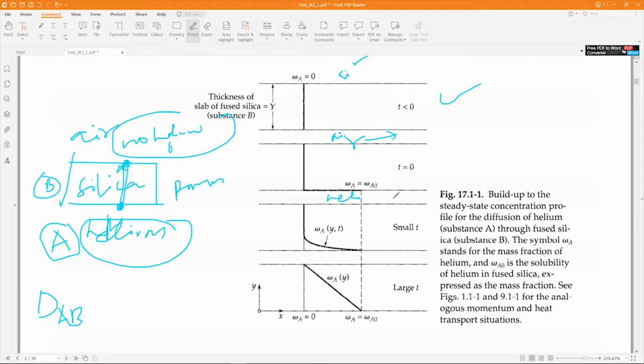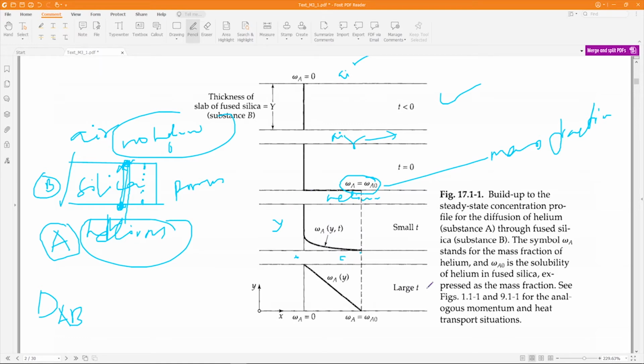On this side, with some concentration omega A, or omega A naught, at T equal to 0. This omega is the mass fraction. As time progresses, what will happen? The helium tries to diffuse through it, and at this point the helium concentration will decrease. You can see here this is a plot: the distance, and how the helium concentration varies. Helium concentration is highest at y equal to 0. As you move along, helium concentration will decrease. It is given in mass fraction, so mass fraction will decrease as you move along this height.